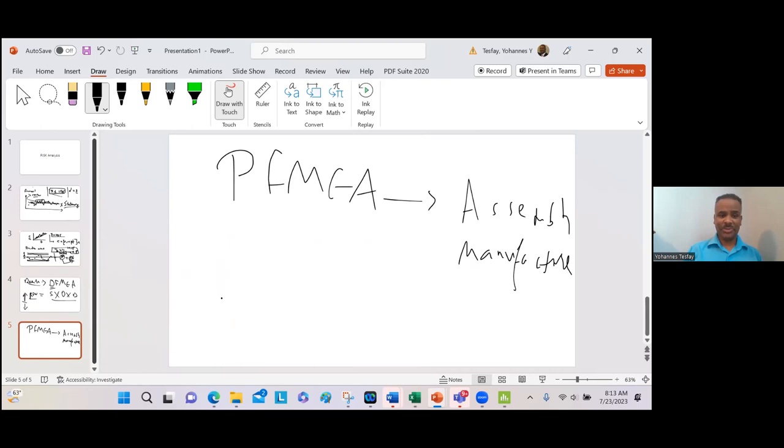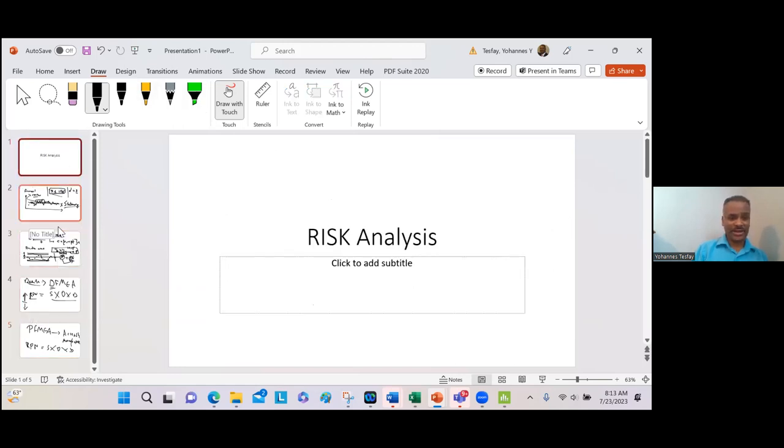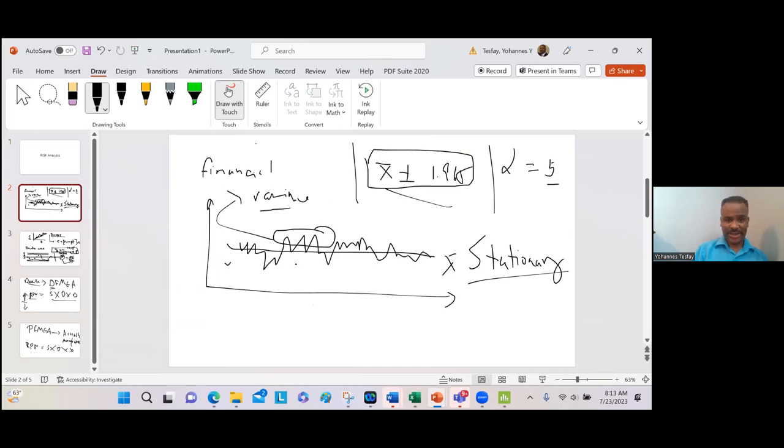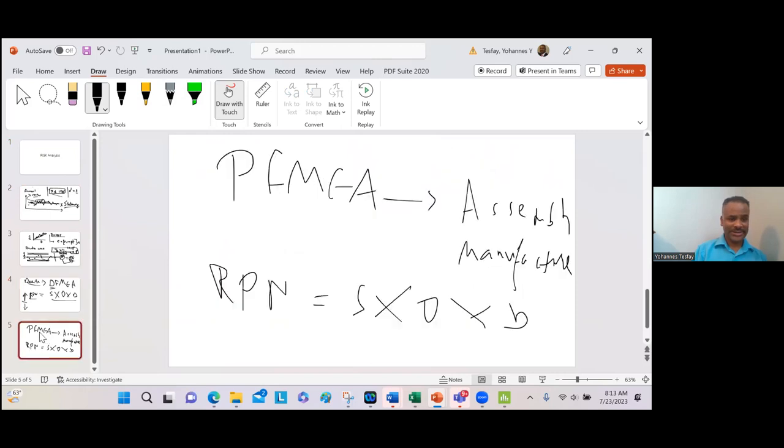So the same thing, RPN is calculated the same way. RPN is severity times occurrence times detection, just like that. The higher ones should be reduced first, since they overlap. Okay, so I started from financial risk. This is how you're going to analyze it, and this is product risk design, and this is manufacturing or assembly risk analysis. Okay.